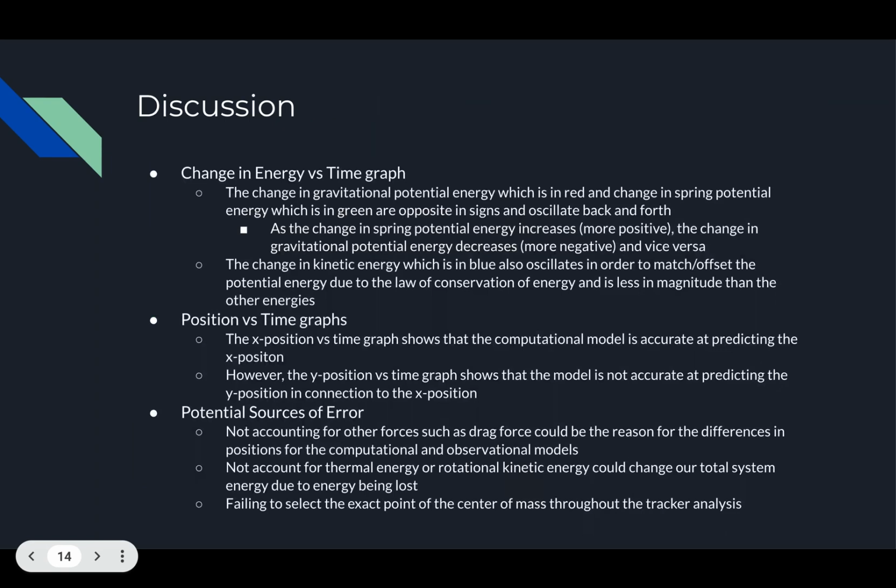In the position versus time graphs, the x position versus time graph is accurate. And the y position versus time graph is not as accurate relative to the x position. Potential sources of error are not accounting for drag force, failing to pinpoint the exact center of mass, and not accounting for thermal energy or rotational kinetic energy.